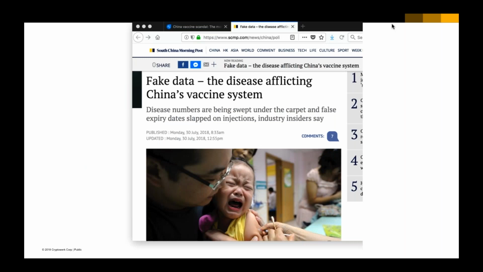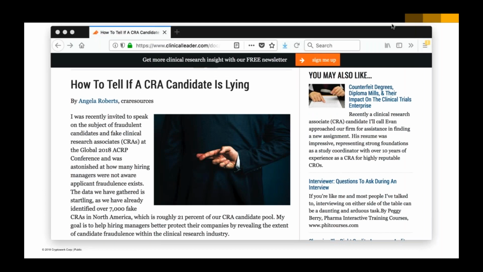So let's look at one very recent example here in July 2018, where you see that fake data has entered China's vaccine system. And this is not a specific problem with China or anything. It's just one recent example of what can happen if fake data enters our systems, our supply chains, and our backend systems.